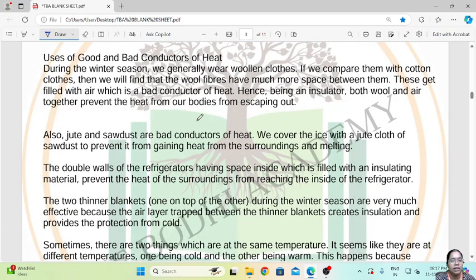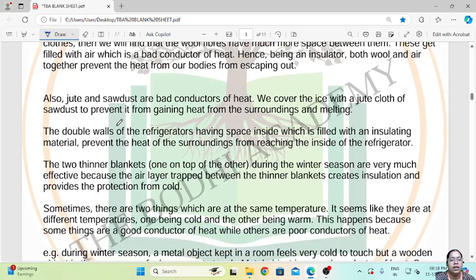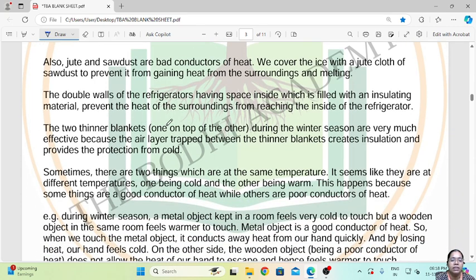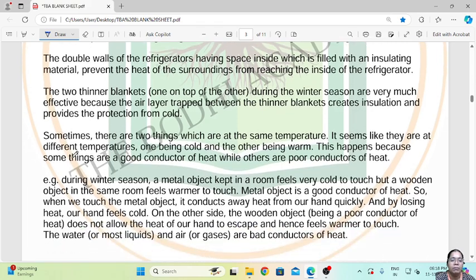Also, jute and sawdust are bad conductors of heat, and we cover the ice with jute cloth or sawdust to prevent it from gaining heat from the surroundings and prevent melting. The double wall of the fridge, having space inside which is filled with an insulating material, prevents the heat of the surroundings from reaching the inside of the refrigerator. Two thinner blankets, one on top of the other during the winter season, are very effective because the air layer trapped between the blankets creates insulation and provides protection from the cold.